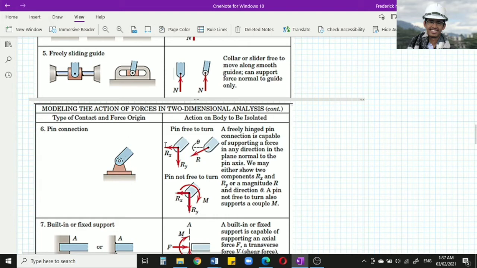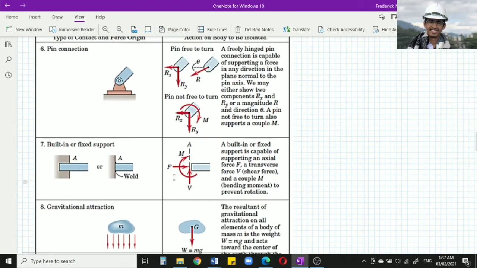So meron siyang dalawang force na nag-act, that will be Rx and Ry. So kapag pin connection, meron siyang vertical and horizontal force. So magkakaroon tayo ng resultant force which is yung R. So kapag yung pin naman is hindi siya pwedeng mag-turn, so meron tayong moment or couple M. Okay? Next is fixed support. So kapag fixed support, yung body natin is naka-embed siya. Okay? Like ito. Or itong naka-welding siya or pwedeng naka-embed siya, nakapasok sa loob.